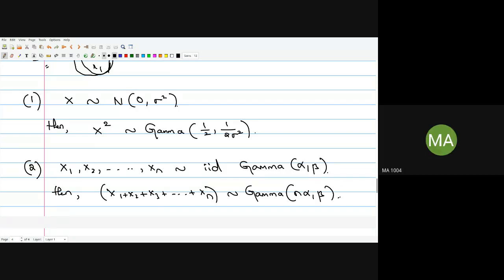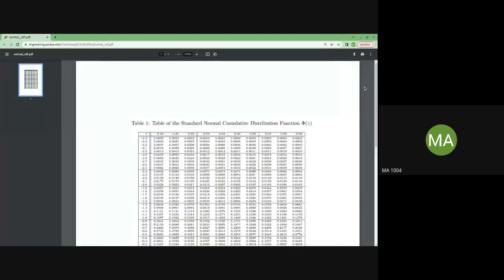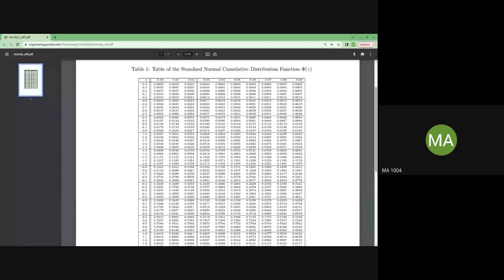Okay. These are the two things you require. So people who have joined, just try to solve that question number 2. Meanwhile, I will just go through this Z table. How to go through the Z table. Those who don't know how to read the values in the Z table, this is how you have to read.